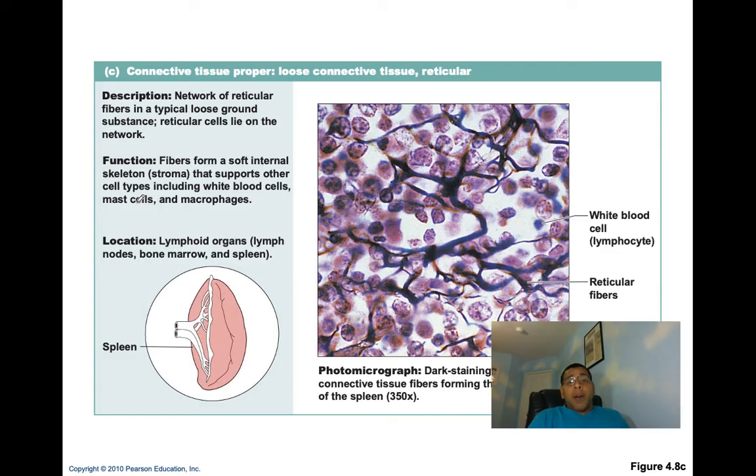So where are we going to find this type of tissue? This type of tissue is going to be found in our lymphoid organs, such as lymph nodes, our bone marrow, and our spleen will contain reticular connective tissue.